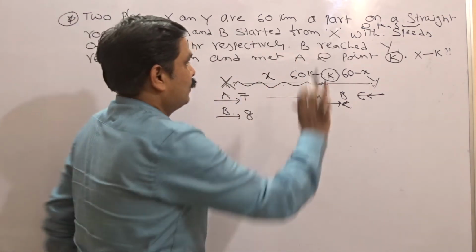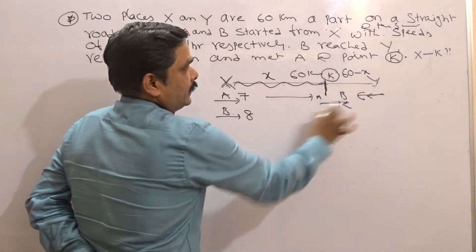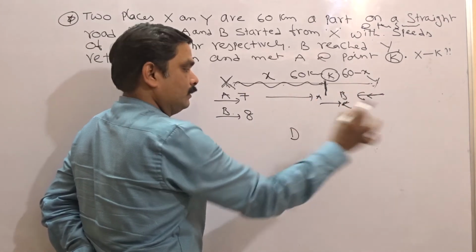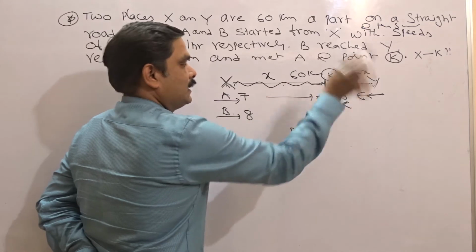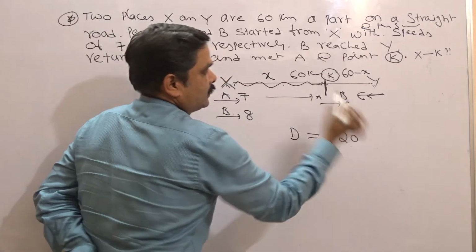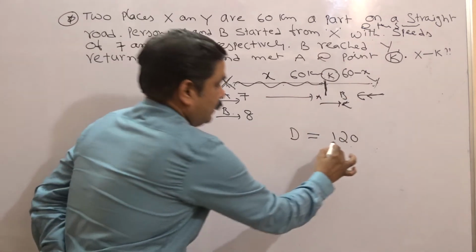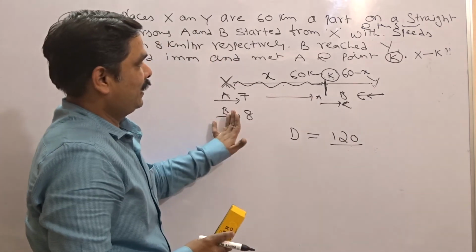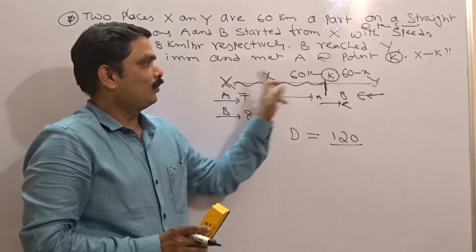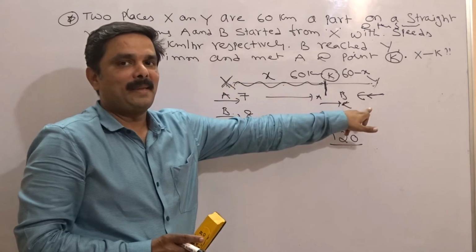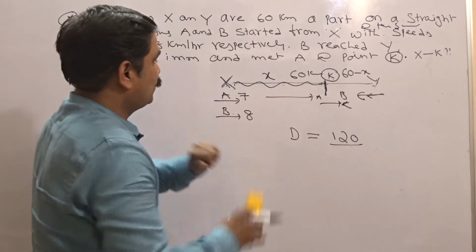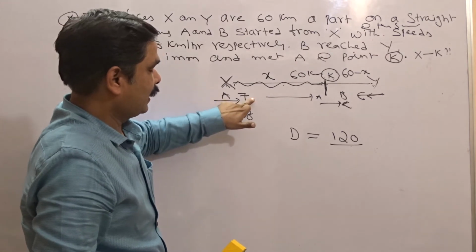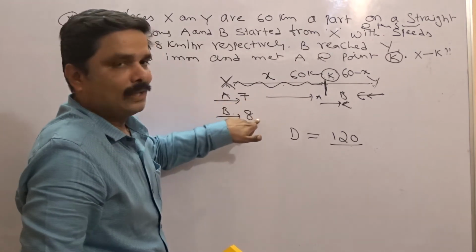How to go for this? First of all, the total distance traveled by A and B together. Just now we have done that one: 60 plus 60. The total distance traveled by both is 120. Alright. Then after that, think it carefully. The time is constant. A took the same time as that of B. But the speeds, you see, A traveled with 7 kilometers per hour, B 8 kilometers per hour.